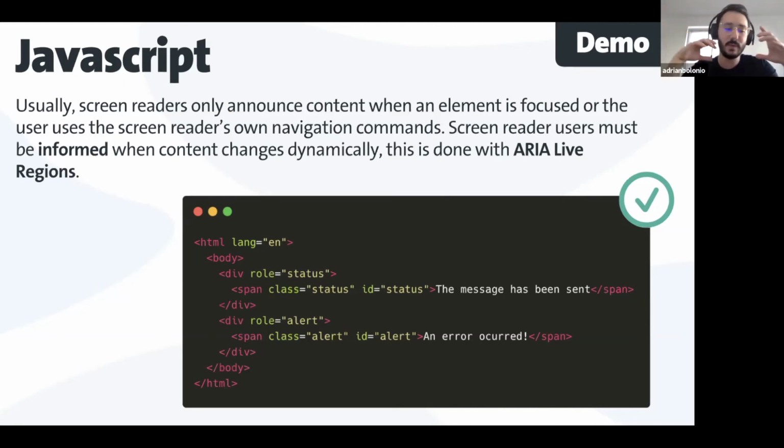But as well, we need to understand that with all these frameworks and the good old jQuery, we can update the content of a website at runtime. So visually, you can see that an alert arrived. For example, you are sending a message in a form and then you can say the message has been sent. But someone who's blind will never see this. So they don't know that the message has been sent correctly. So we have something called ARIA live regions, or in this case, the roles. And I will show you an example of what it means.